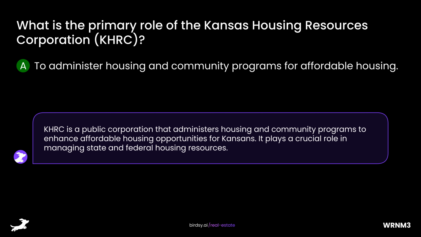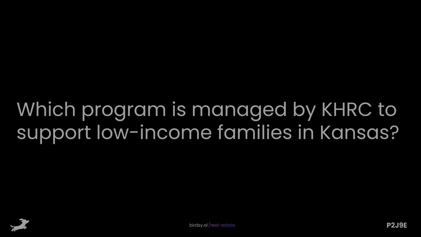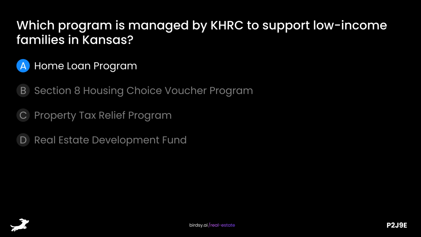KHRC is a public corporation that administers housing and community programs to enhance affordable housing opportunities for Kansans. It plays a crucial role in managing state and federal housing resources. Which program is managed by KHRC to support low-income families in Kansas? Is it A, Home Loan Program, B, Section 8 Housing Choice Voucher Program, C, Property Tax Relief Program, or D, Real Estate Development Fund? The answer is B, Section 8 Housing Choice Voucher Program.